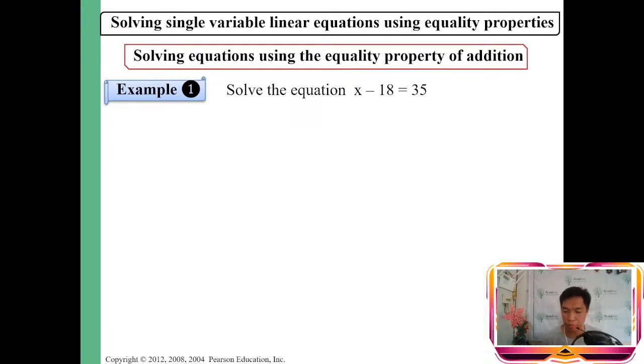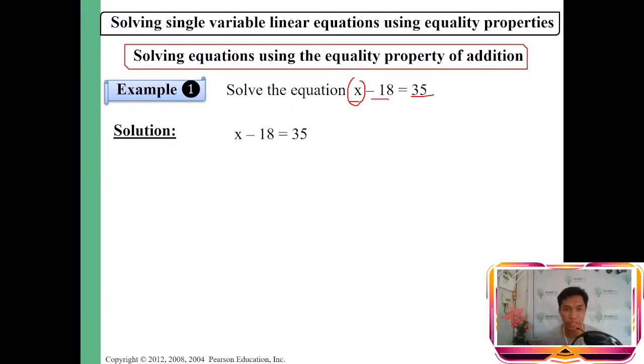Let's take an example about this one. How do we solve a linear equation using the equality property of addition? This is how we solve. Solve the equation x minus 18 equals 35. So what is the value of x? We don't know what x is, so this is how we do it. The solution must be like this.